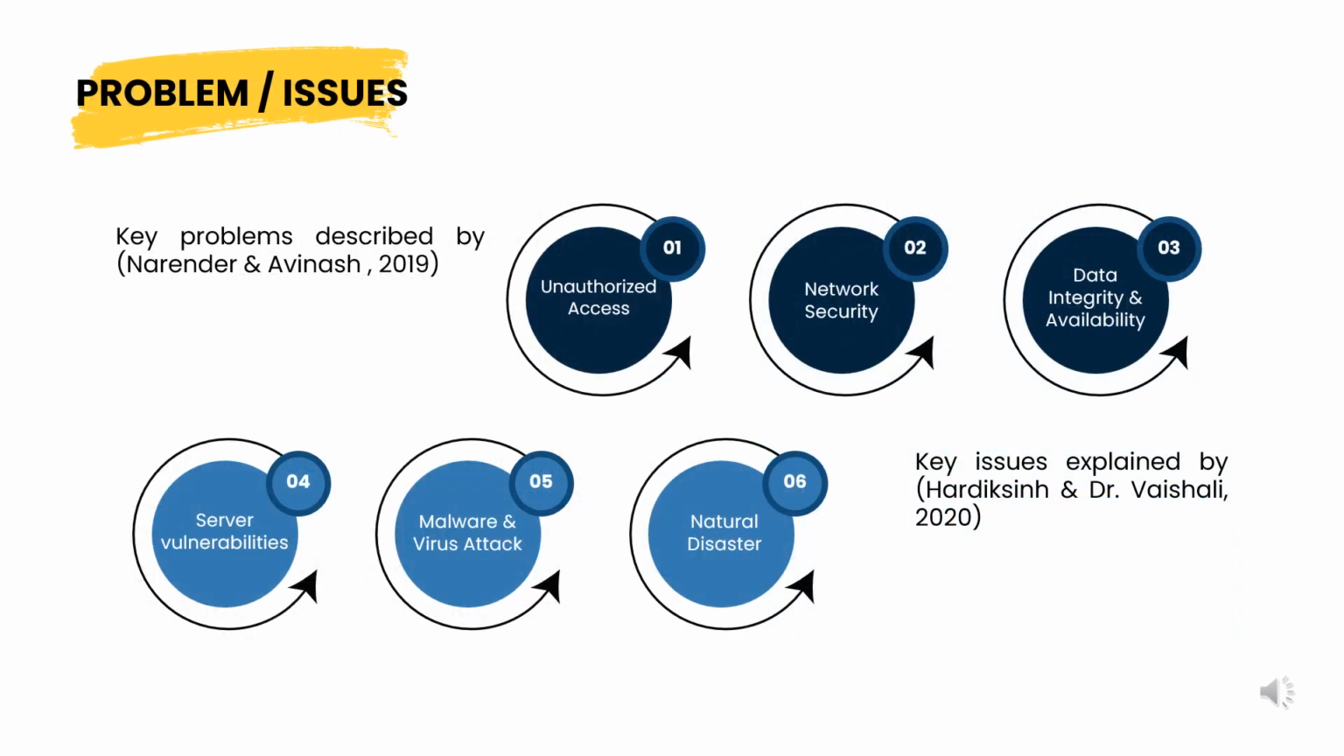What are the issues that can relate to data center security? There are 6 main concerns. The first 3 key problems described by Narendra and Avinash are unauthorized access, network security, and data integrity and availability, while another 3 issues explained by Hardik and Dr. Vaishali are server vulnerabilities, malware and virus attack, as well as natural disaster.